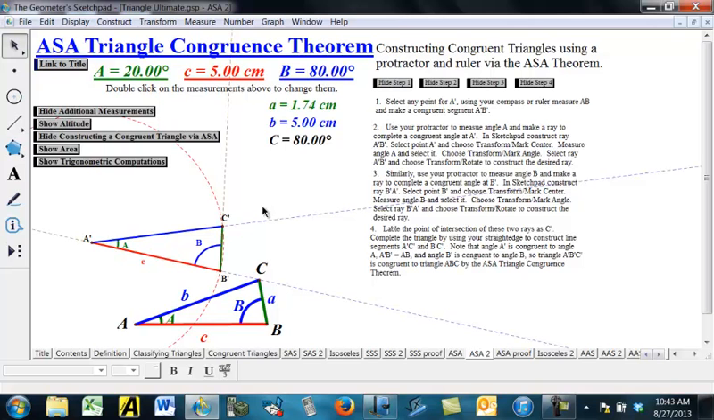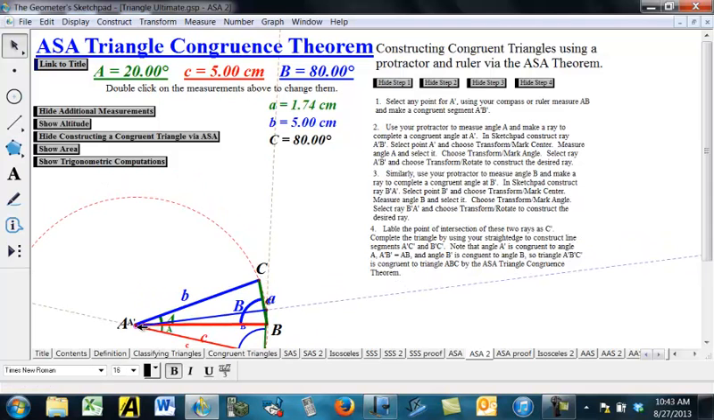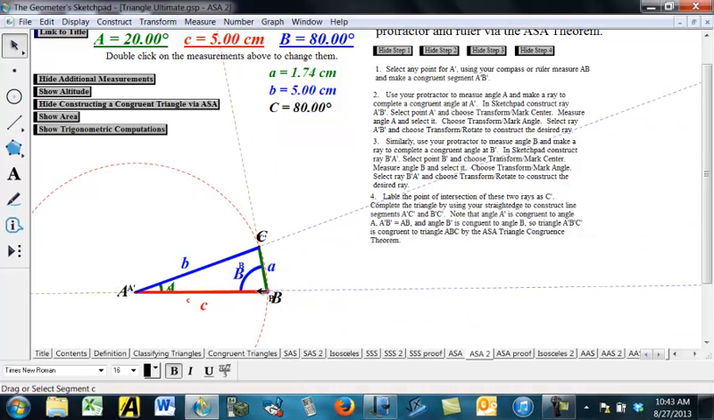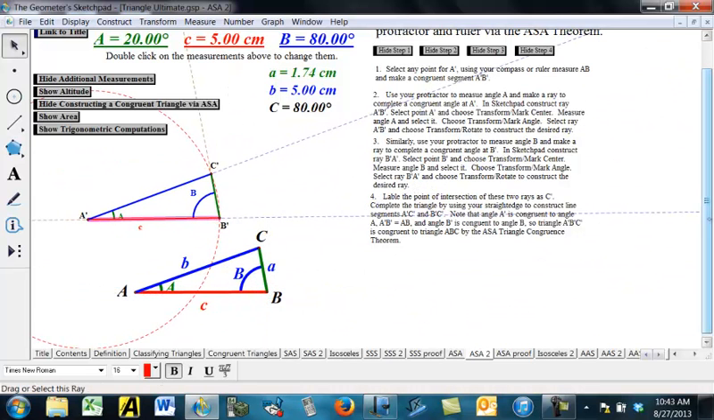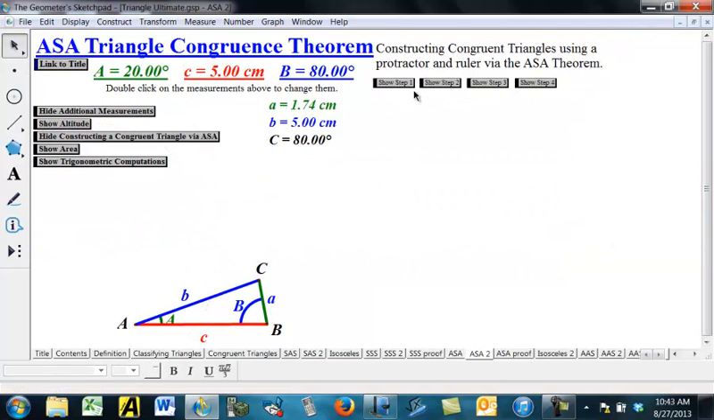And now you have your triangle, and of course that triangle is completely congruent to this one. If I match them up, they will match up absolutely perfectly, and yours should as well. So that's how you do it step by step.